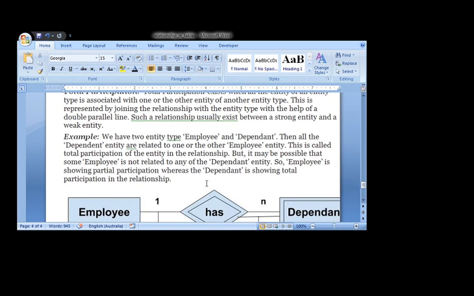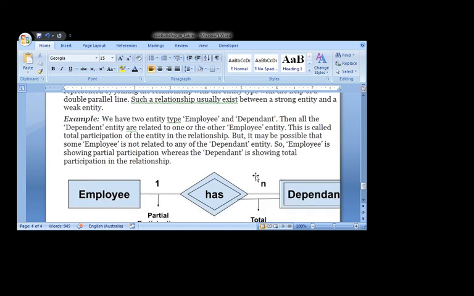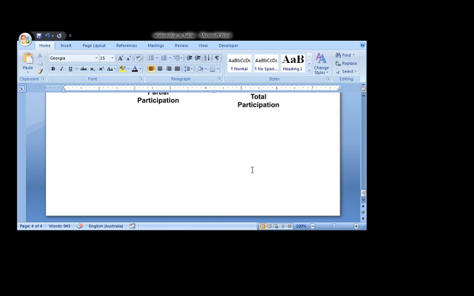For example, let us see. We have two tables, employee and dependent. Then all the dependents are related to one or other employee. This is called total participation of the entity in the relationship. But it may be possible that some employee is not related to any of the dependent entities. So employee is showing partial participation, whereas the dependent is showing total participation in a relationship.